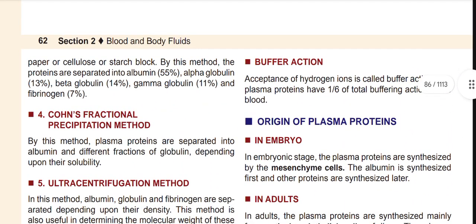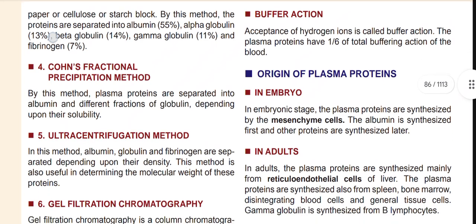Then the buffer action, as these proteins accept hydrogen ions and help in buffer action, and it has a major role because plasma proteins have 1/6 of the total buffering action of the blood.